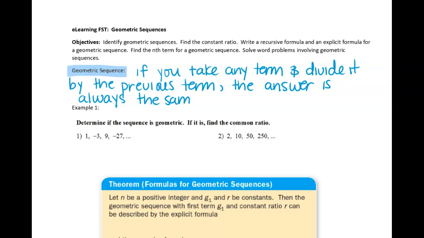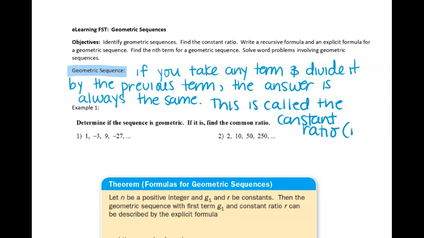So for arithmetic sequences, if you subtract, you get the same answer. For geometric, if you divide, you get the same answer. And this is called the constant ratio, and we call that R. So again, arithmetic sequences have a constant difference, and geometric sequences have a constant ratio.